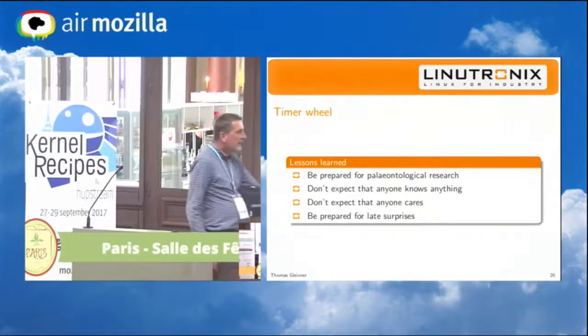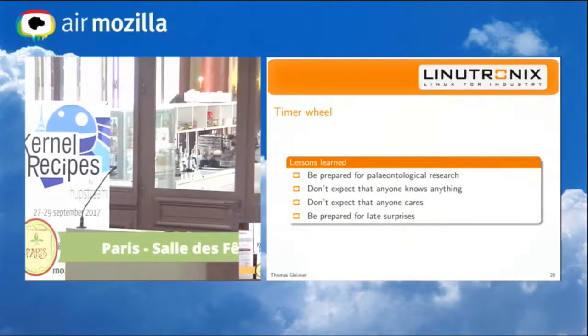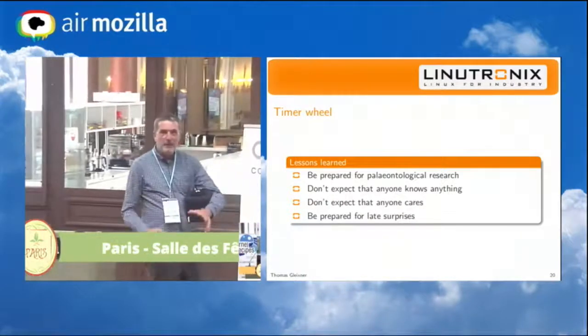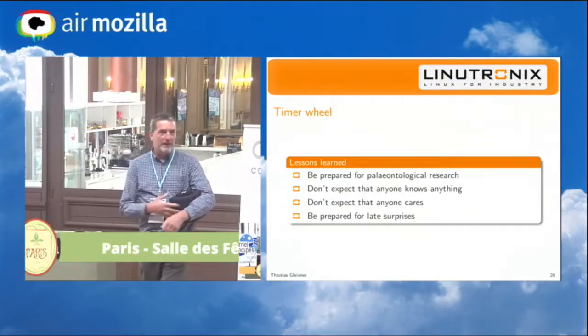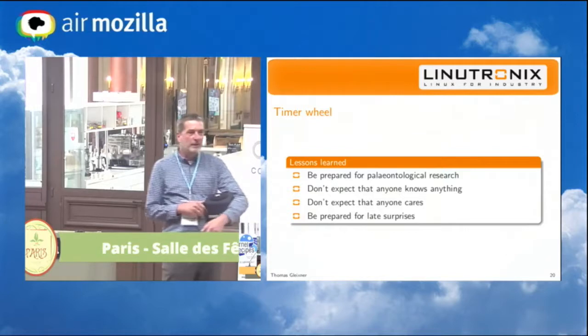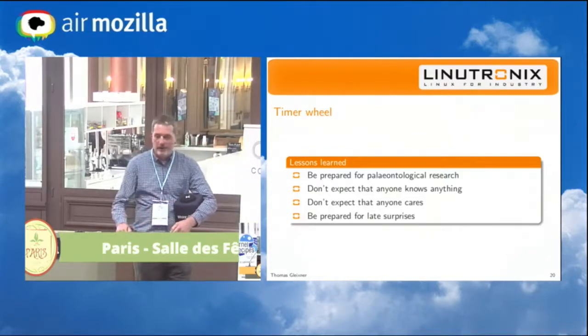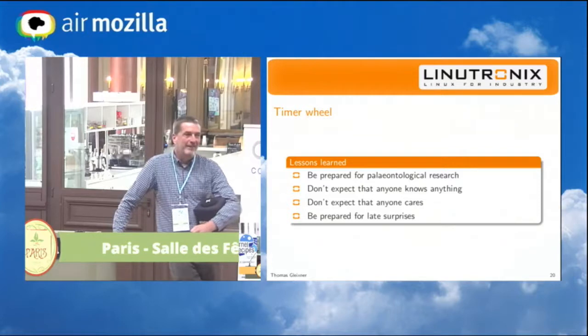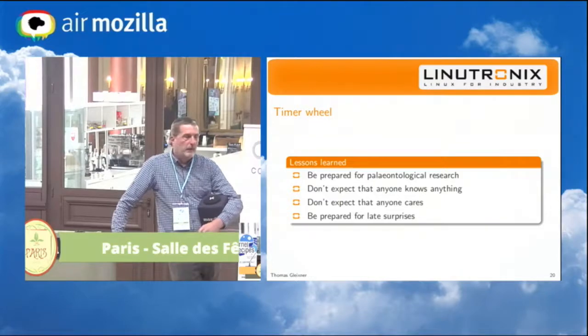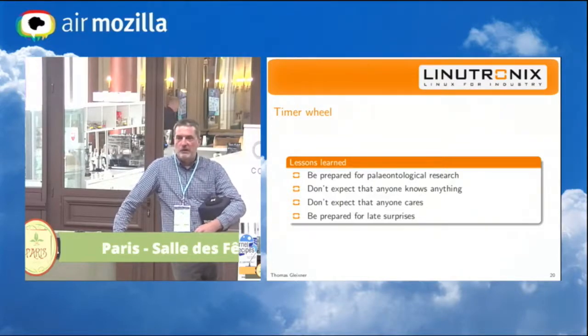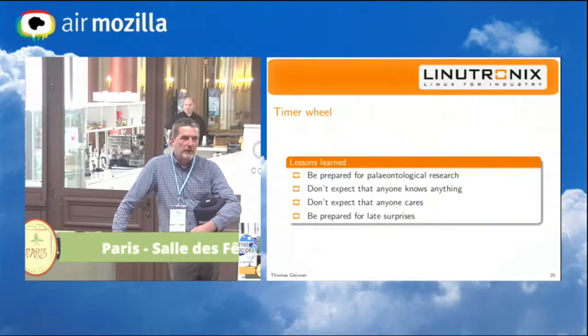Yeah. So the lessons learned here are quite different. Be prepared to do paleontological research. This is really time consuming because there's a lot of non-existing information out there, or actually the information is existing, but it's hard to find and hard to link to something. There are a few interesting projects out there which try to map tokens in the code to actual discussions on mailing lists. That would have been really, really useful to have for that kind of work.